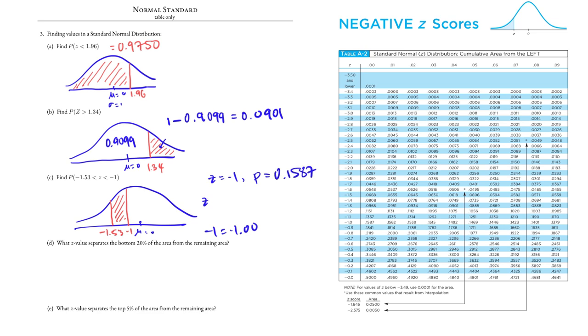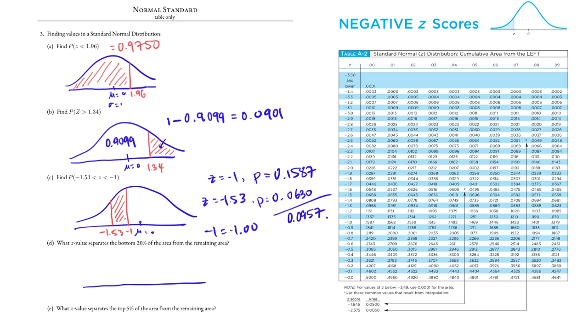So this is 0.1587. With the z-score of negative 1.53, we go to negative 1.5 and go to the right and stop at 0.03. The corresponding area is 0.0630, P equals 0.0630. And then we will subtract the two. 0.1587 minus 0.0630 will give us 0.0957.